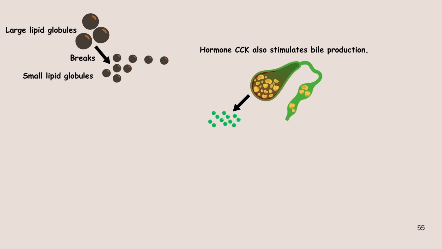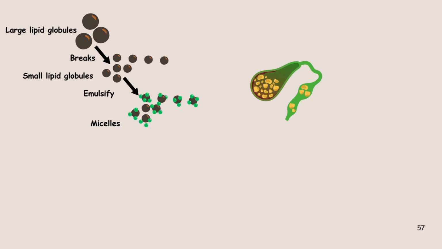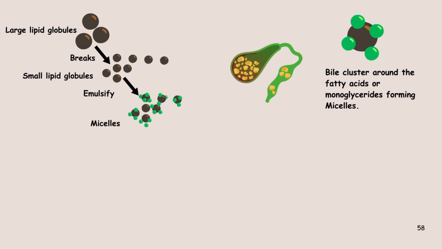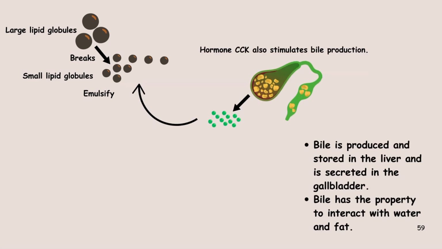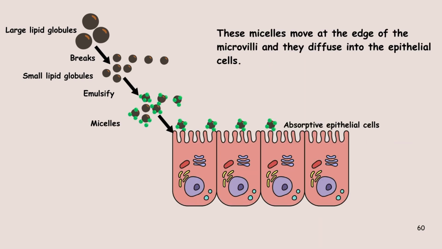The bile from the gallbladder does the emulsification process by mixing with small lipid globules, forming micelles. The micelles are the cluster of bile with the fatty acid or monoglycerides. Let us see some of the interesting facts about the bile. The bile is produced in the liver and stored and secreted in the gallbladder. Bile has the property to interact with the water and fat. After the interaction of bile and fat droplet and the forming of micelles, they started moving at the edge of the microvilli, from where they diffuse into the epithelial cells.